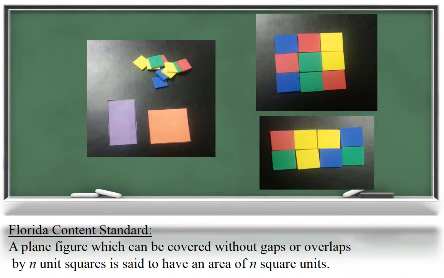After students have discovered the idea that area is the amount of space that's covered, they can be given square units such as tiles. Based on the standard, they need to understand that the square units are covering the space without gaps or overlaps.